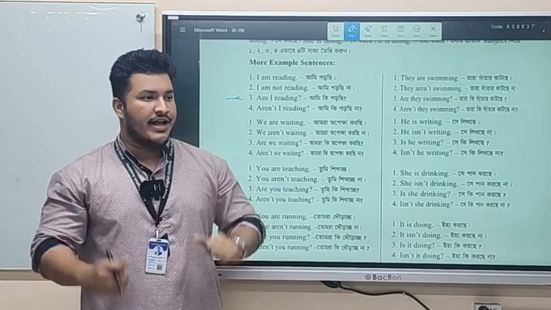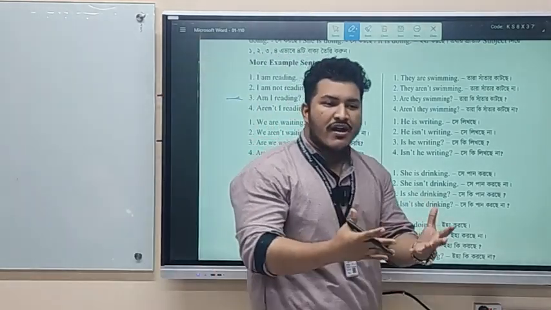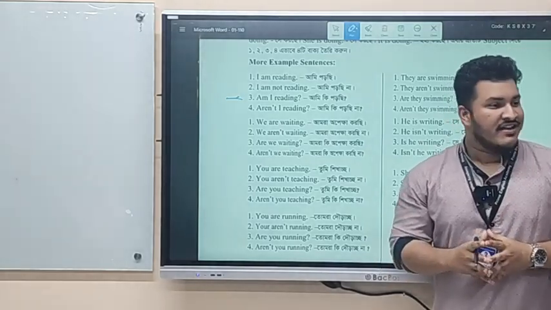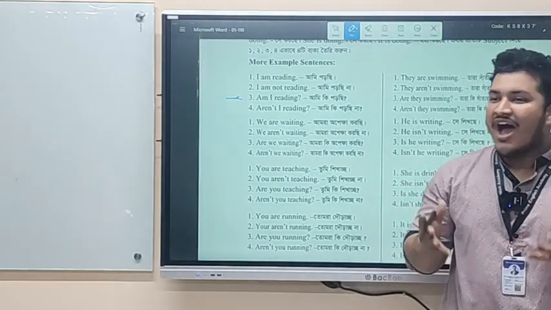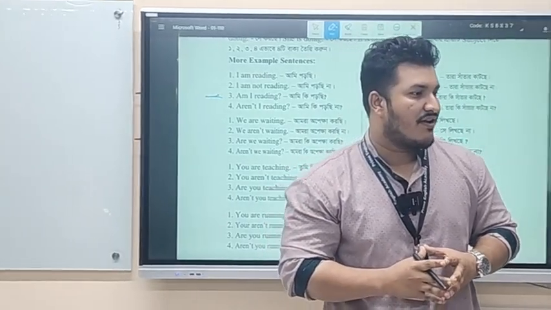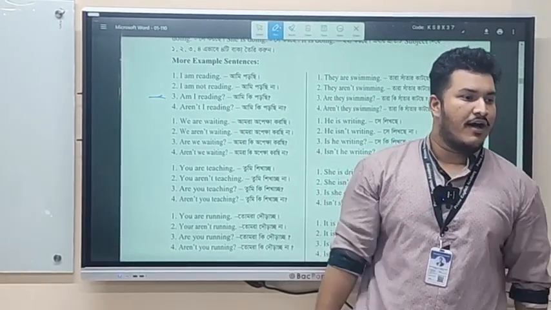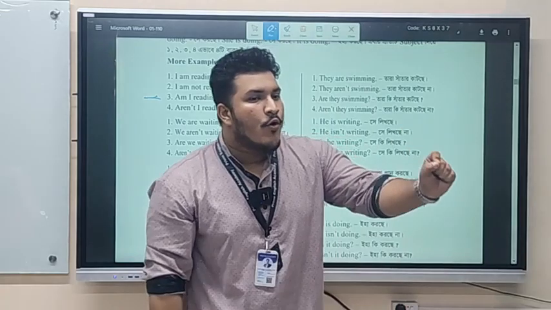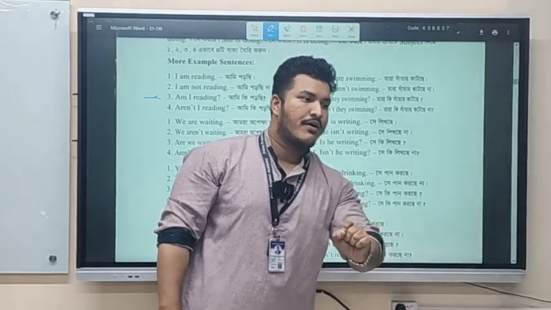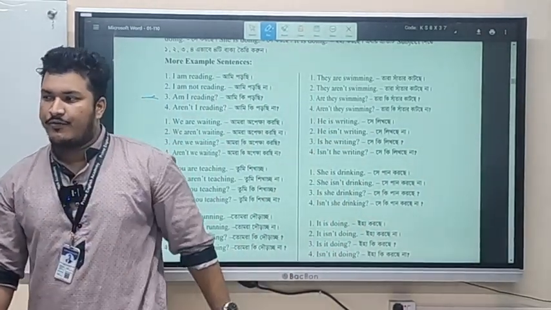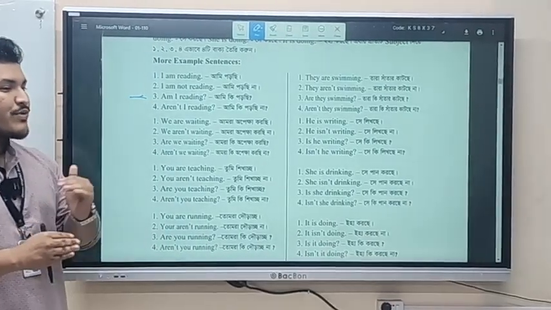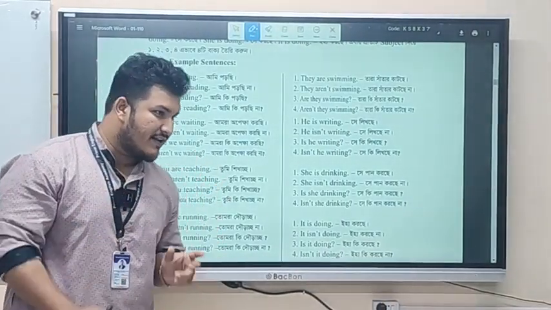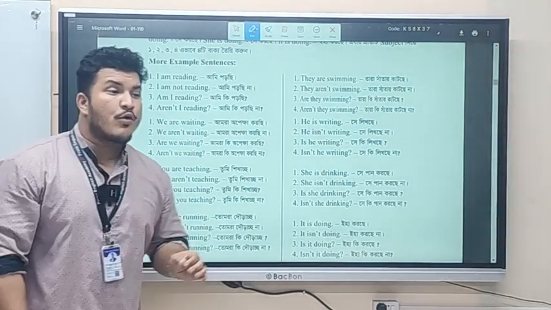Where am I reading? Where aren't I reading? When am I reading? When aren't I reading? How am I reading? How aren't I reading? With whom am I reading? With whom aren't I reading? Like that we can practice with WH words. Now we will practice with Bengali meanings, okay? Practice with me. For what am I reading?